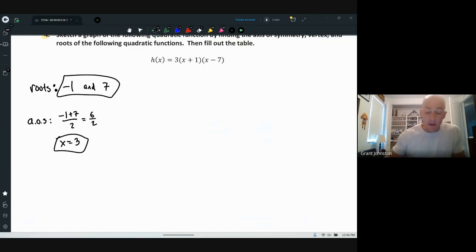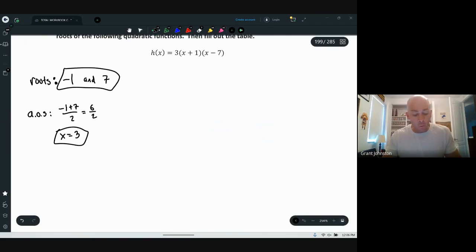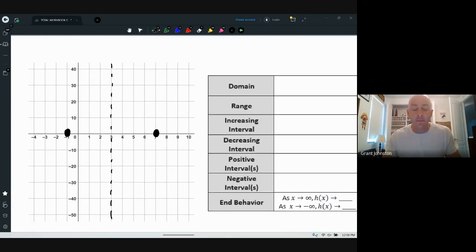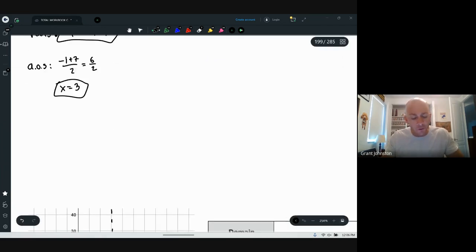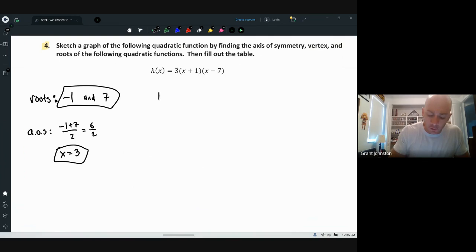Those are the roots. And then I need to figure out where on the axis of symmetry the vertex is, because this is going to help with the range. Since the vertex is on the axis of symmetry and the axis of symmetry is 3, I just need to plug 3 into the equation to figure out where on that line it is. So again, I'm finding the vertex. So let's do h of 3. 3 plus 1, and then 3 minus 7.